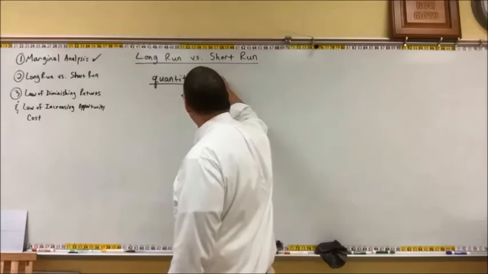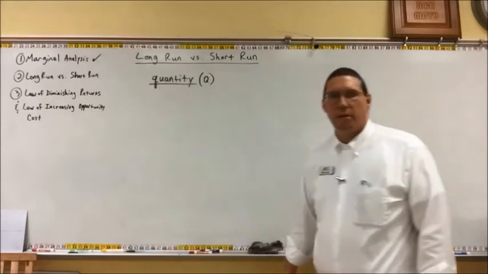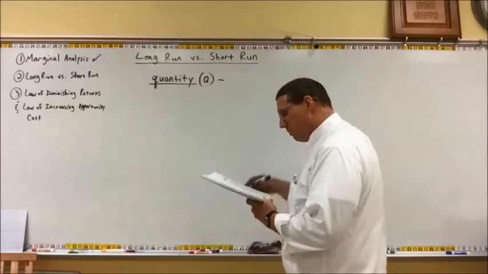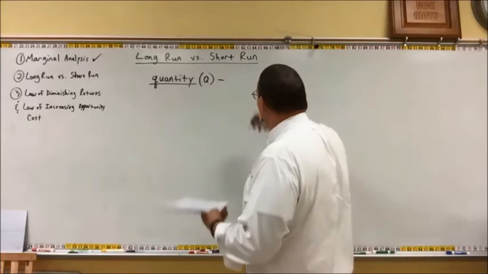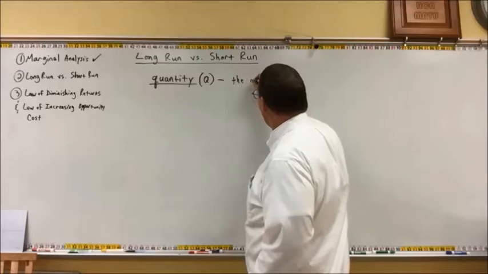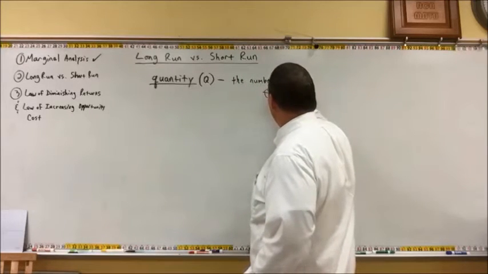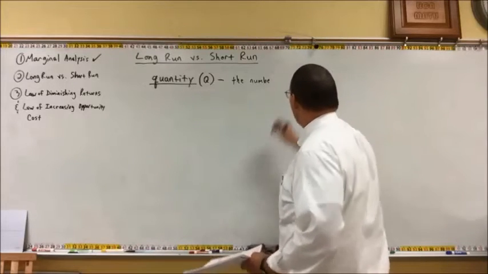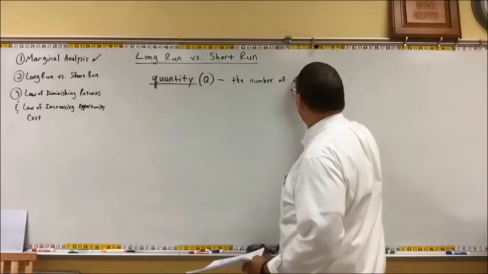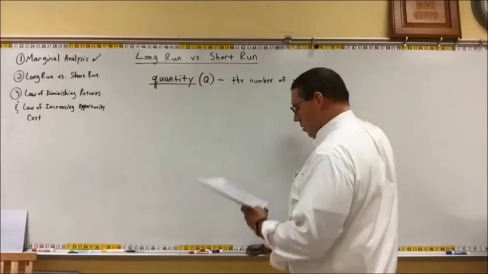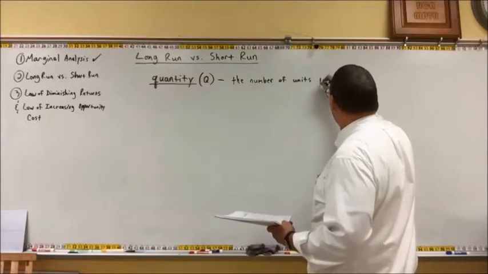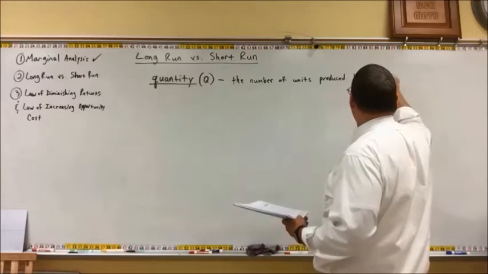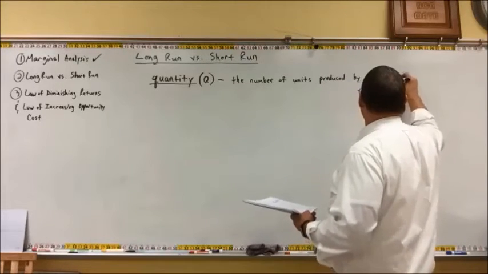Now, in economics, we use the letter Q to represent quantity, and you're going to see this letter Q a lot in this class. So, very simply, quantity is the number of units produced by a business. Okay? All right.